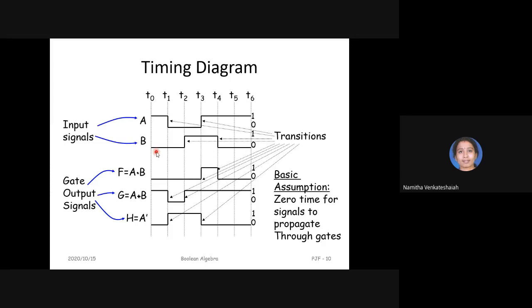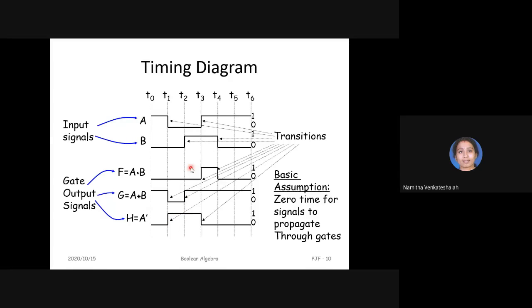For A is 1, B is 0. What is A and B? What is A plus B? And what is A complement? And similarly, here we have A is 0 and B is 0. So from T1 to T2, A is 0, B is 0. Obviously, A and B, you already know it should be 0. A or B should also be 0. But what about A dash? A dash will be high.